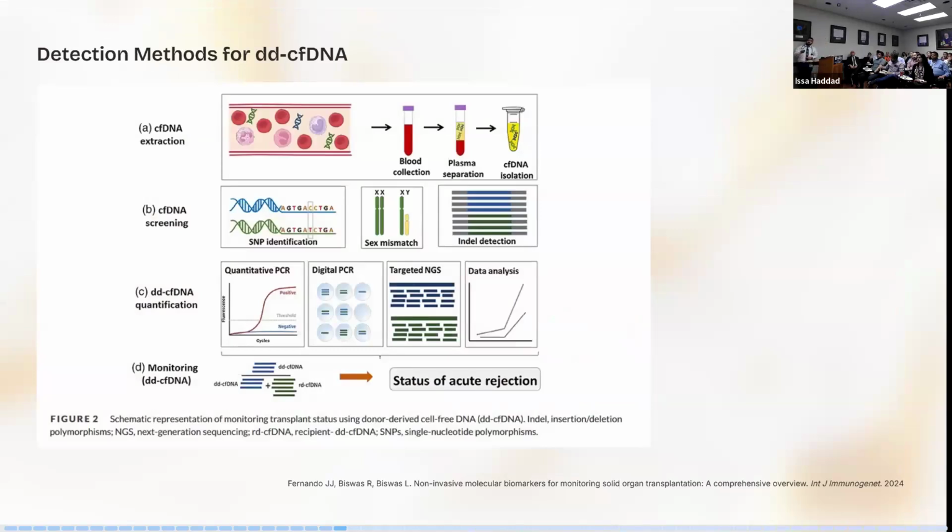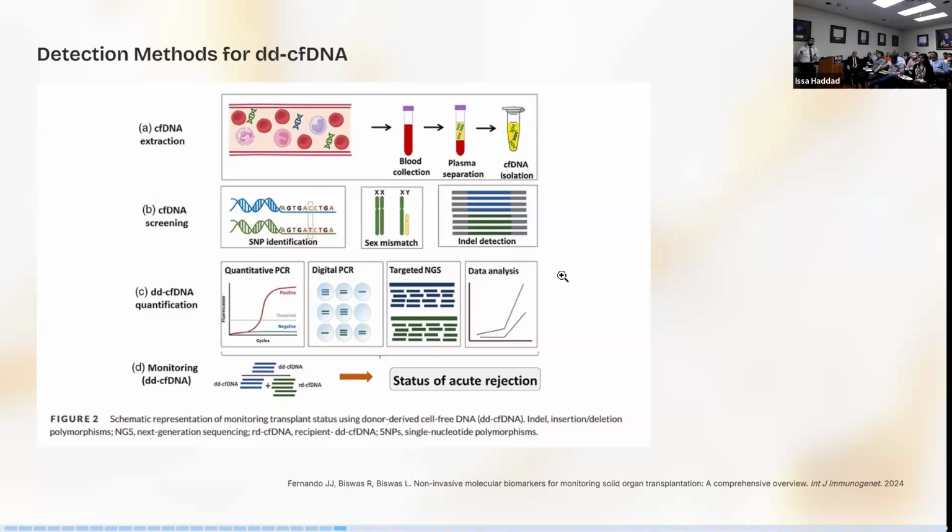So how do they detect it? They first take a sample from the recipient in whom they are suspecting rejection. They separate the blood and the plasma, and then they try to screen for this cell-free DNA. And they look at those different SNPs, or, for example, if there is a sex mismatch between donor and recipient, they look at some unique genes in the Y chromosome or insertion deletion detection. And then they quantify each one related to whether it's the donor or the recipient by different methods.